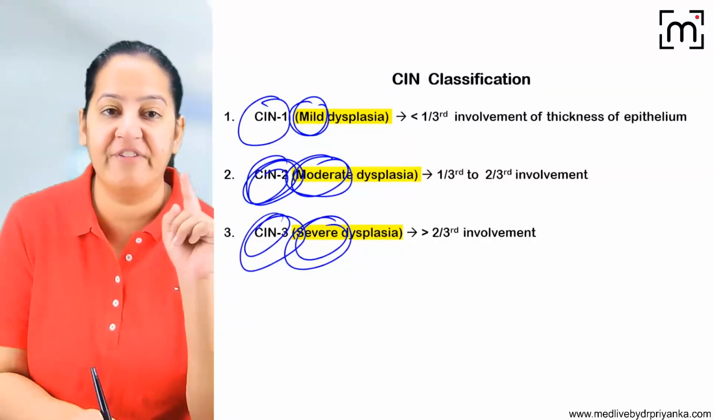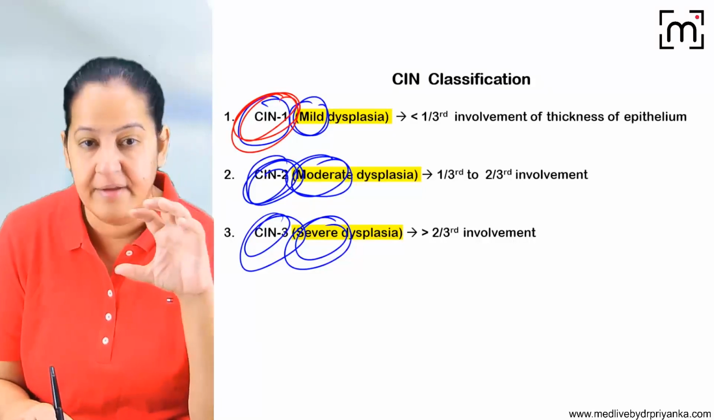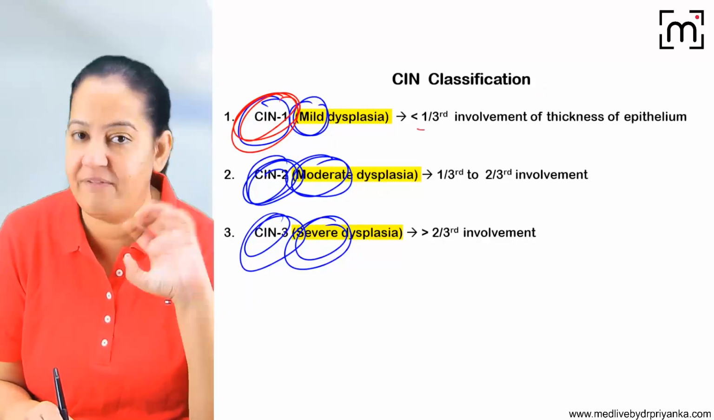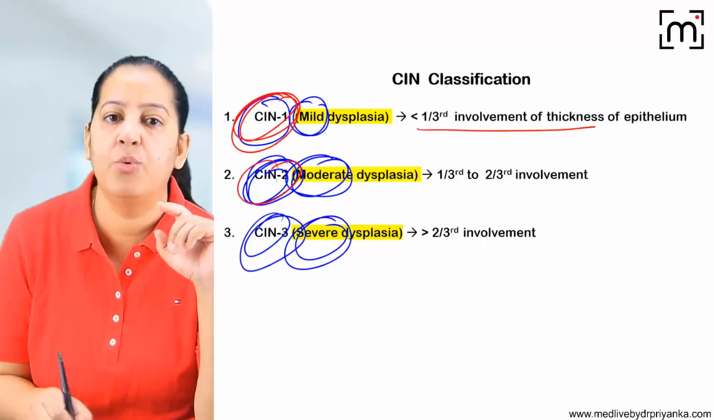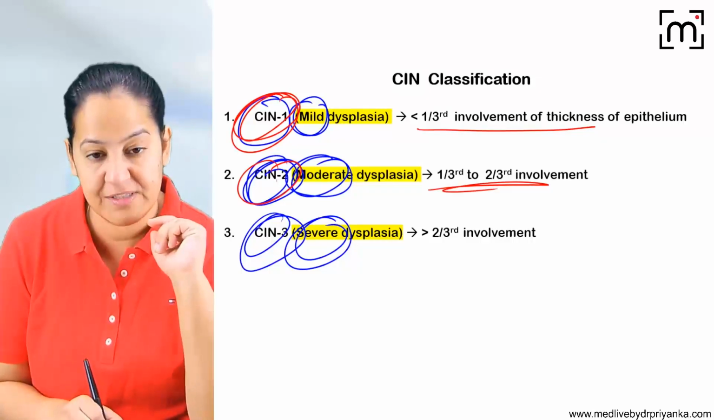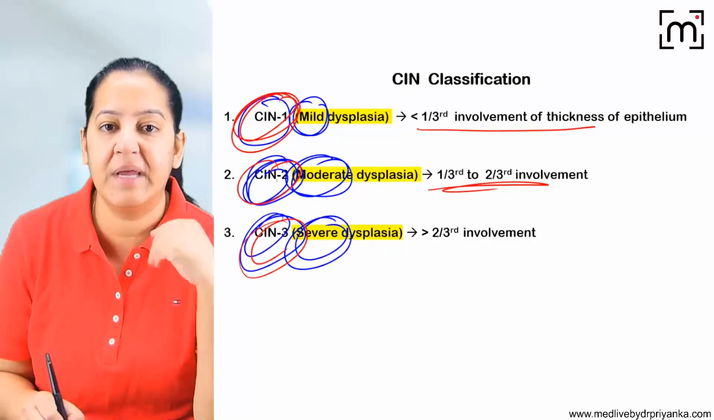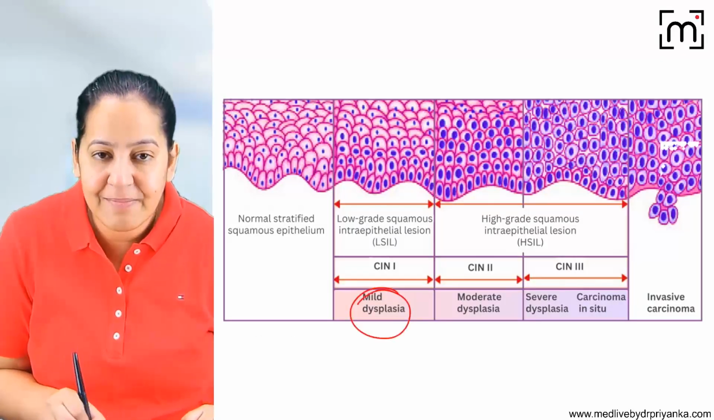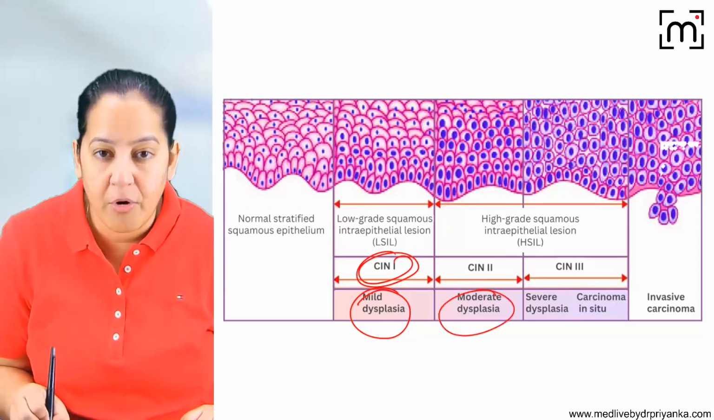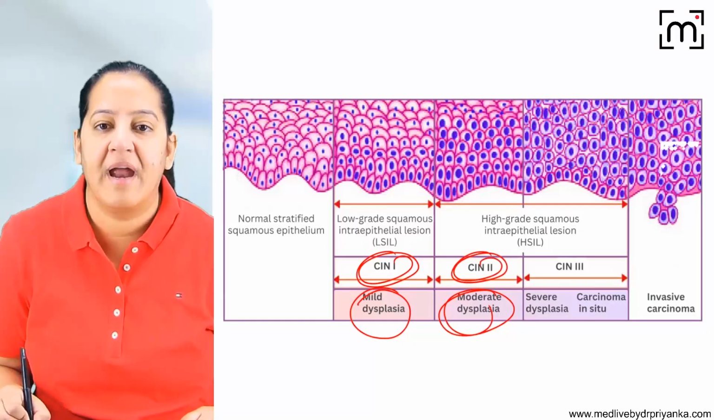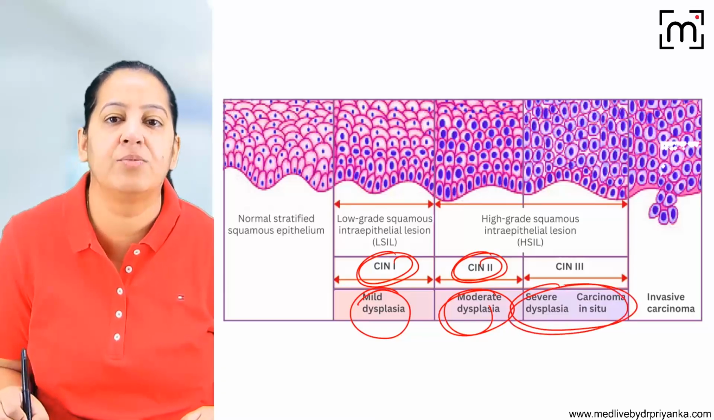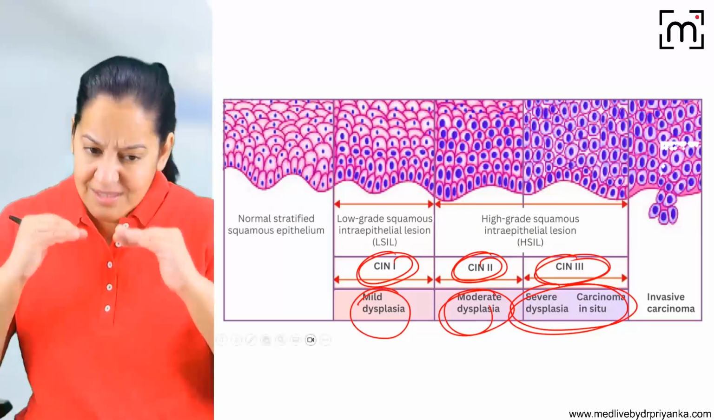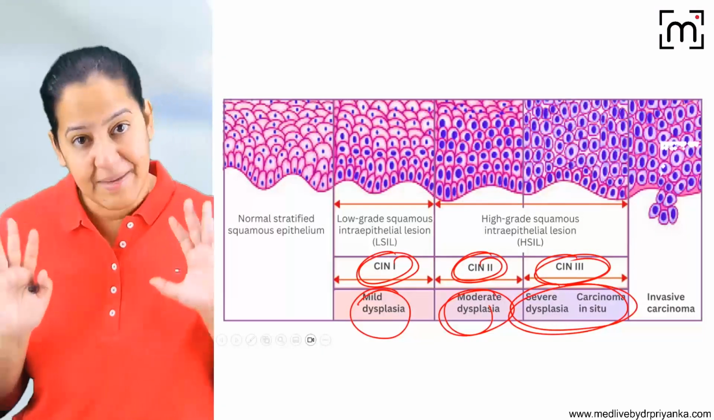It means that in the definition of CIN1, the dysplasia is in less than 1/3 of the thickness. In CIN2, the dysplasia is 1/3 to 2/3 of thickness, and in CIN3, it is more than 2/3 or full thickness. So the same thing is there. The mild dysplasia is replaced by CIN1, the moderate dysplasia is replaced by CIN2, and the severe dysplasia or carcinoma in situ, this term is replaced by CIN3. So it is the replacement of the terms. That's it. The meaning is the same.